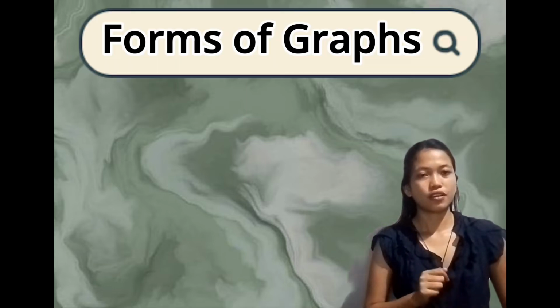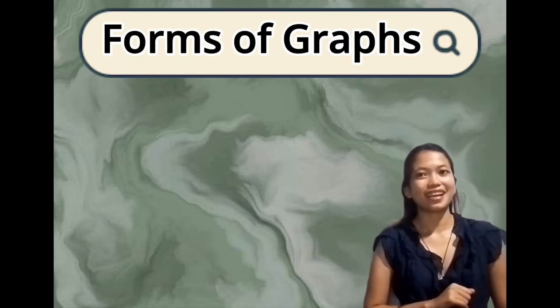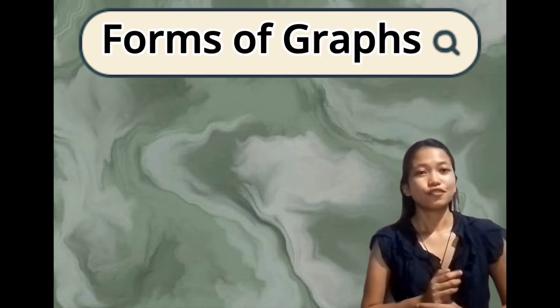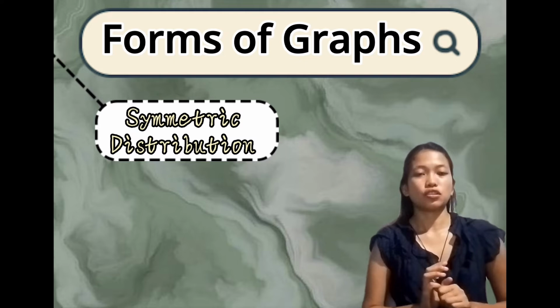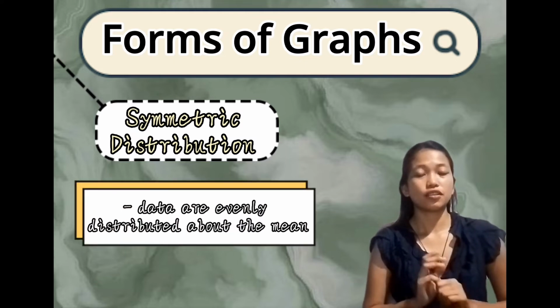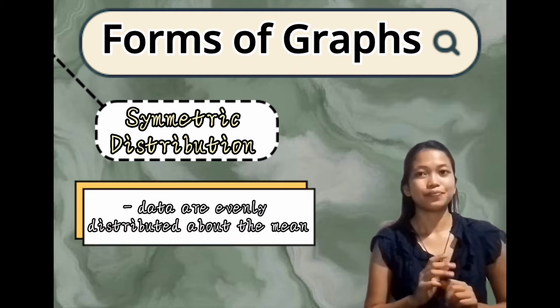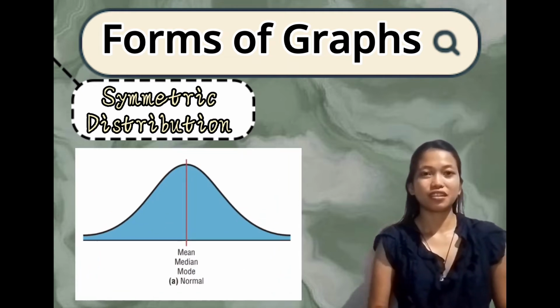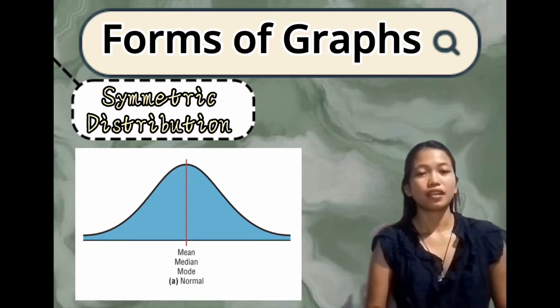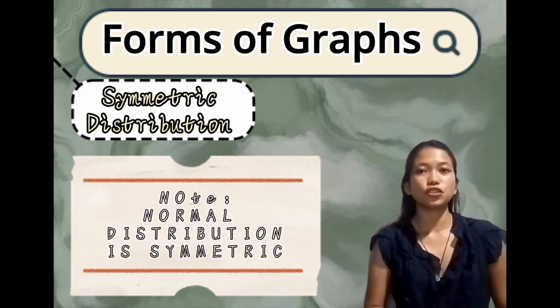Now that we have familiarized ourselves with the properties of the normal distribution graph, let us proceed to the forms of graphs. Yes, they have different forms, guys. The first form of graph is the symmetric distribution, where the data values are evenly distributed about the mean. So this is its form. This is the form of the graph of a symmetric distribution. Note that a normal distribution is symmetric.